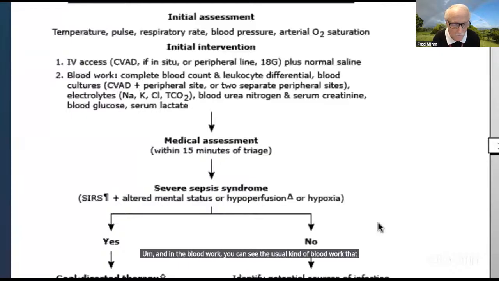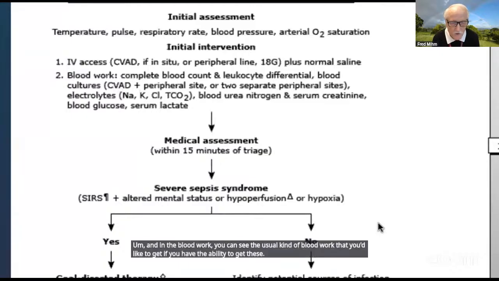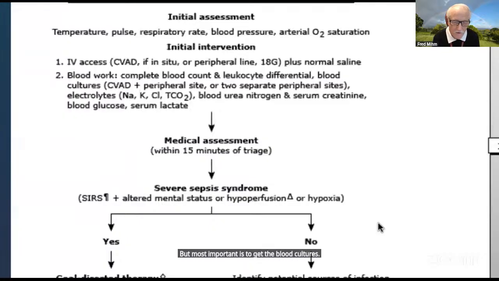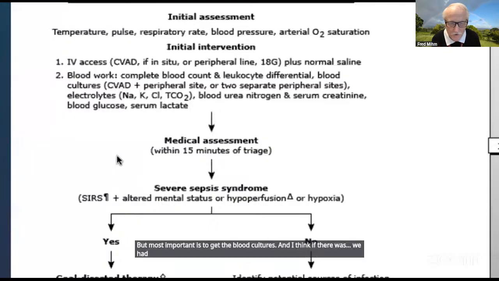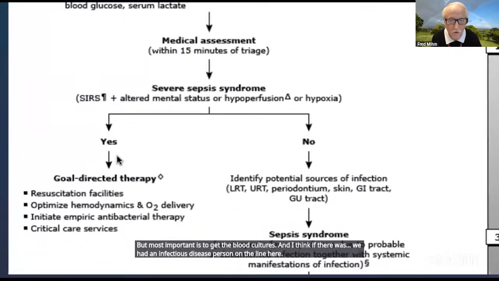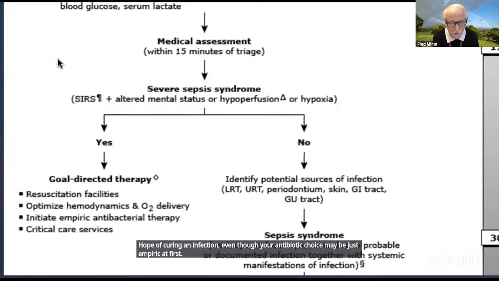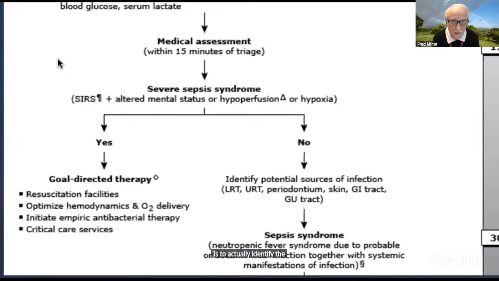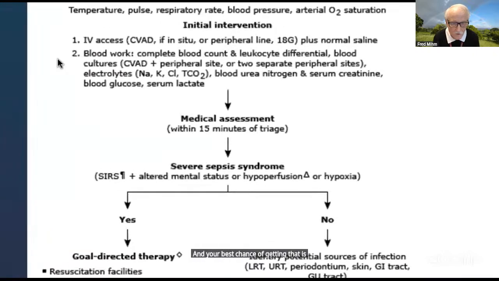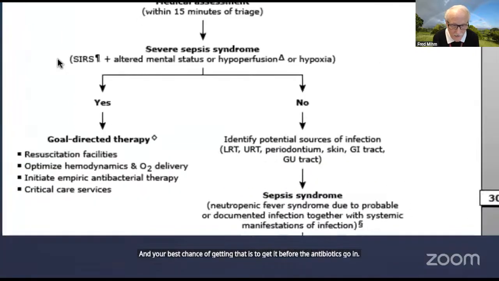And in the blood work, you can see the usual kind of blood work that you'd like to get if you have the ability to get these. But most important is to get the blood cultures. And I think if we had an infectious disease person on the line here, he'd be jumping all over this to get the blood cultures before you start antibiotics. Because your best hope of curing an infection, even though your antibiotic choice may be just empiric at first, is to actually identify the organism to know exactly what you're treating. And your best chance of getting that is to get it before the antibiotics go in. But you don't want to delay getting the antibiotics in either.